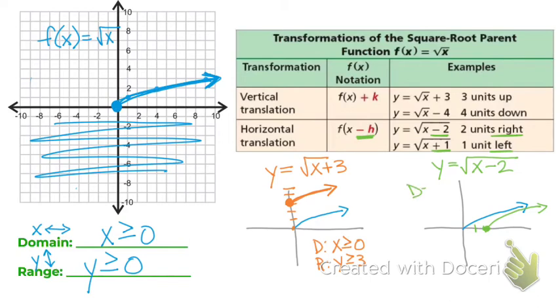Our domain is where is the graph from left to right. So the domain, this graph doesn't start at 0, it starts at x equals 2, and then it goes on and on to the right from there. So the domain would be everything, all of the x coordinates greater than or equal to 2. And then how about the range? The range is where is the graph up and down. This one still starts on the y-axis at 0, and then it goes up and up forever from there. So y would still be everything greater than or equal to 0.